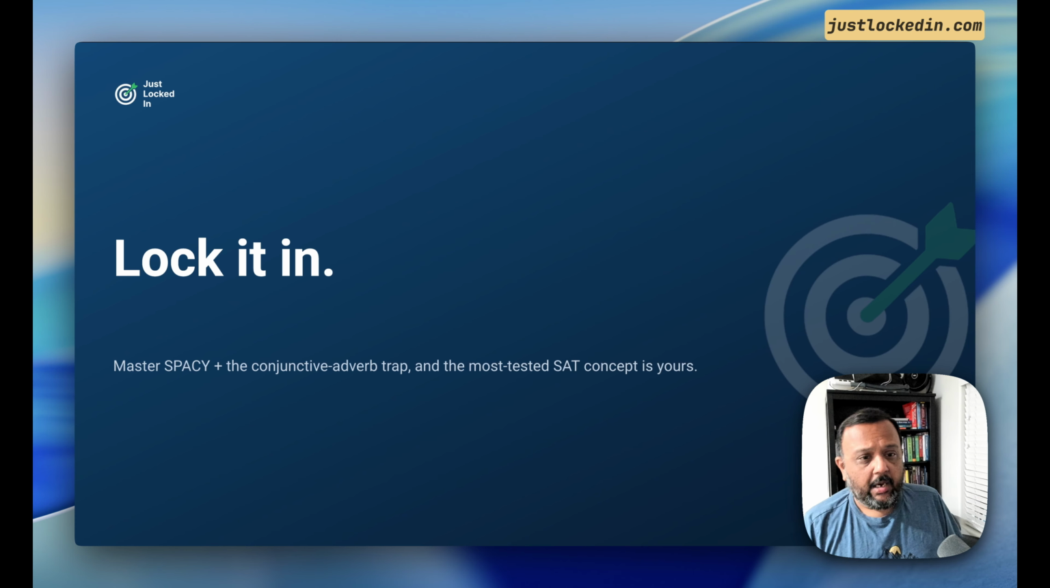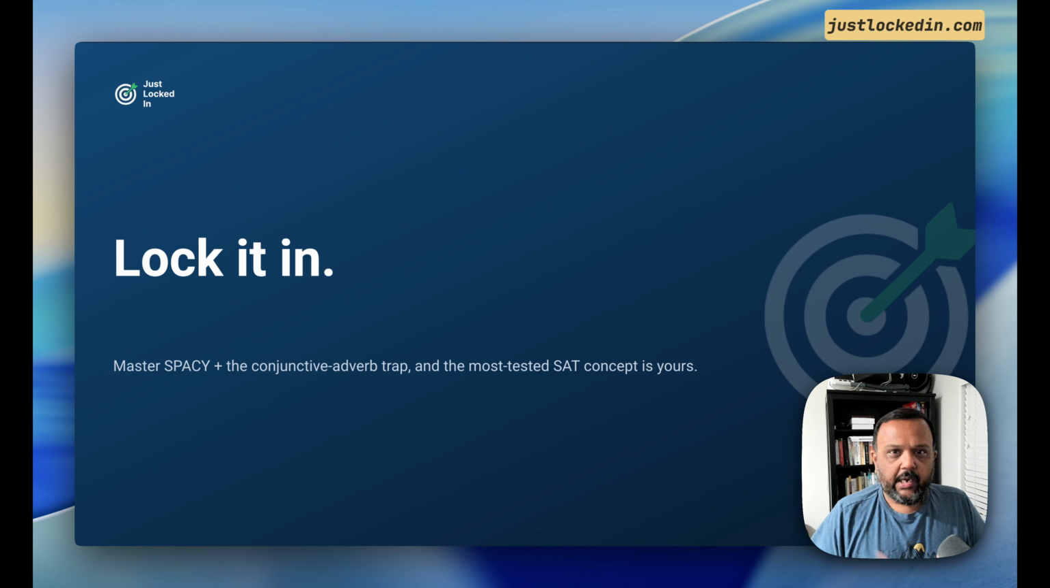Now that we know how to connect independent clauses, it's time to practice. We're going to work a few questions of varying difficulty levels and different types of questions, so you have a good sense of what to expect on the SAT.